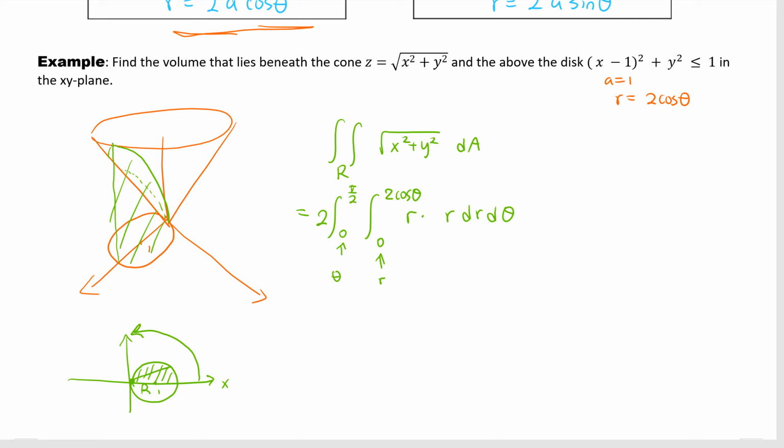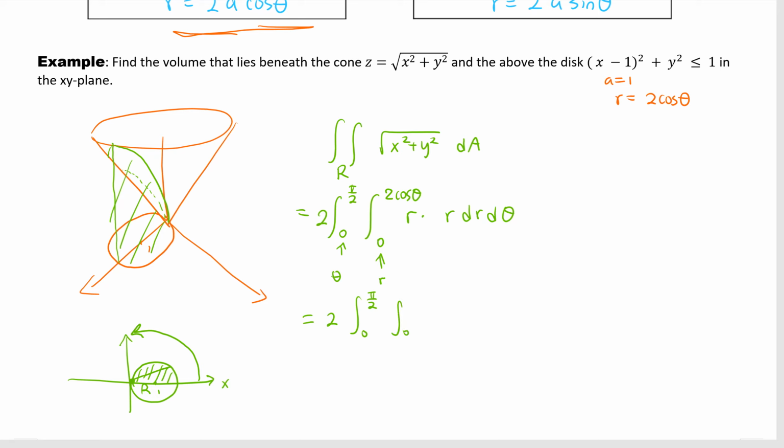Pi over 2. Okay, we can also do minus pi over 2 to pi over 2, but it's easier to calculate from 0 to pi over 2 and then multiply our answer by 2. Because in the first quadrant a lot of trig functions are positive, so we don't need to worry about the sign change. And a lot of sign changes can create mistakes, so be careful with that.